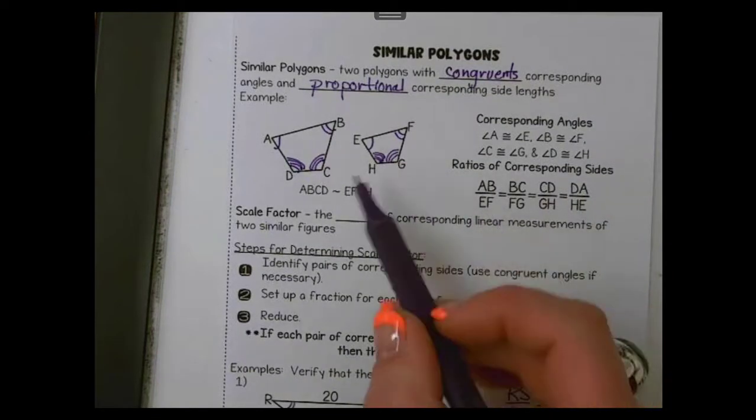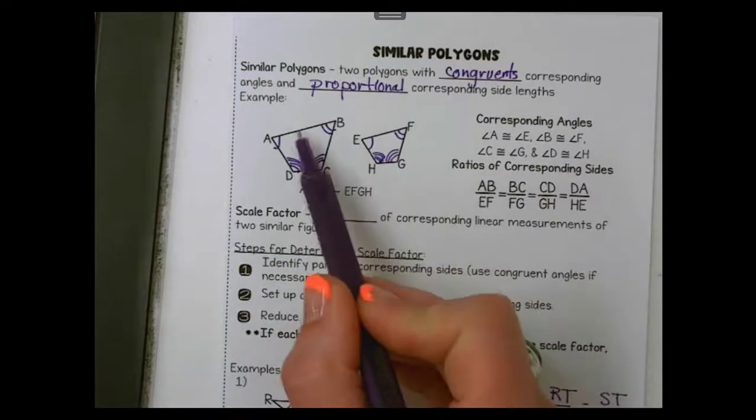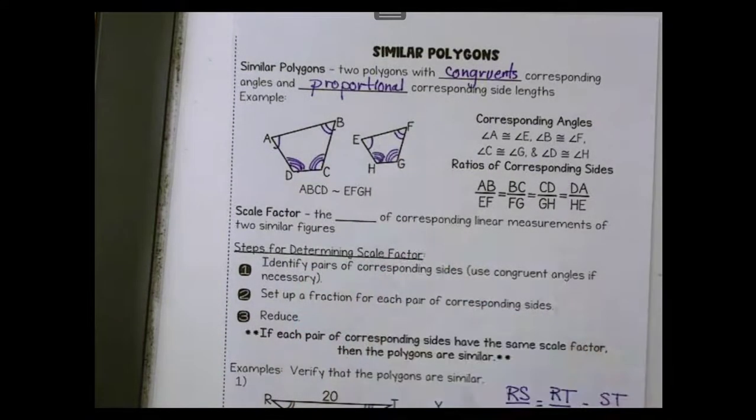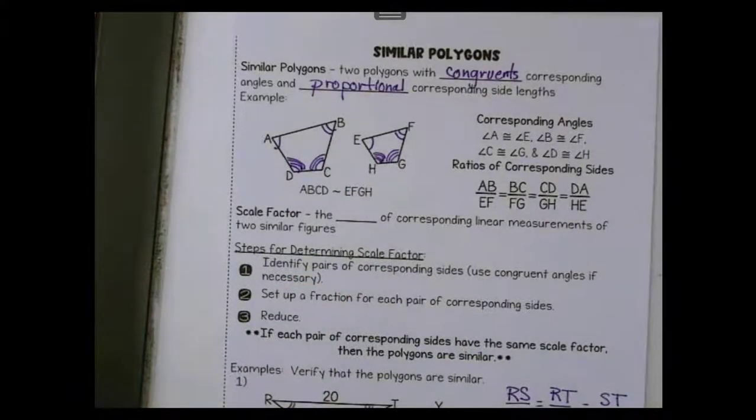Okay, so corresponding sides. I don't make tick marks for those, and here's the reason why. If I put a tick mark for AB and then a tick mark for EF, that would indicate that they are equal. And they're not. They're in proportion. So the only markings we're going to make right now are just for those angles.